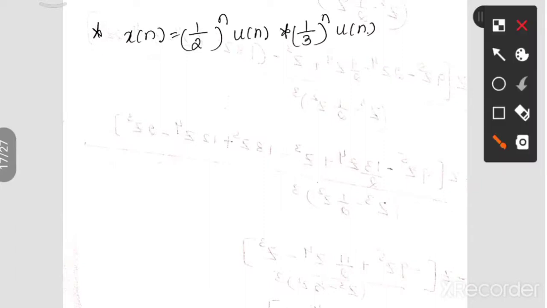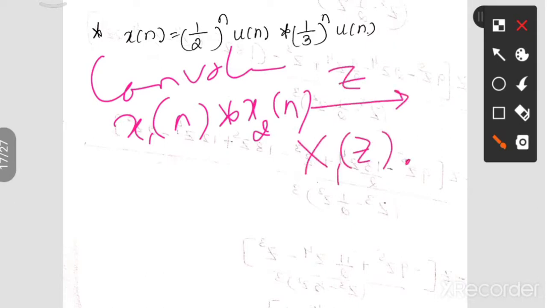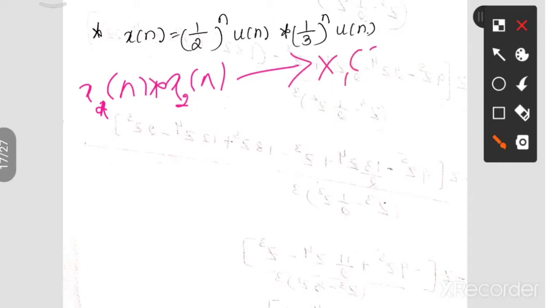Now, as we know, the convolution property says that the z transform of x1 of n convolved with x2 of n will be x1 of z simply multiplied with x2 of z. Therefore, we know x1 of z separately and x2 of z separately. So here we can write directly that the z transform of x1 of n convolved with x2 of n will be equal to x1 of z into x2 of z.